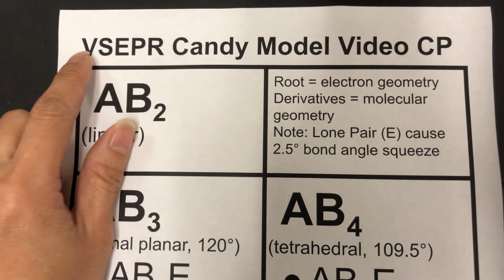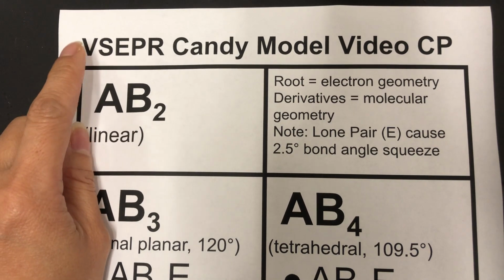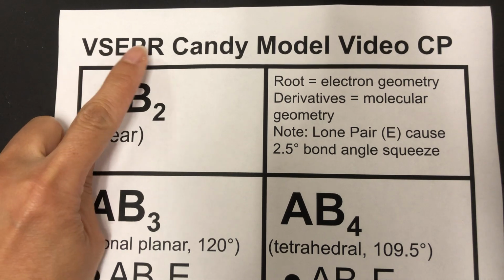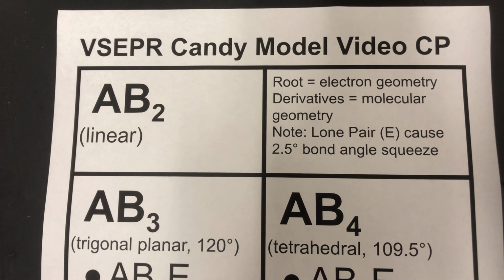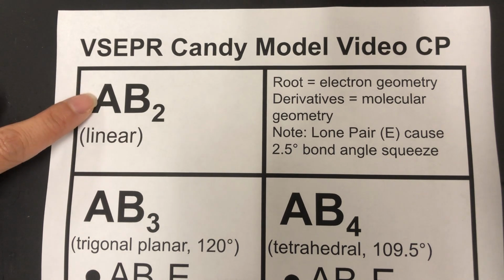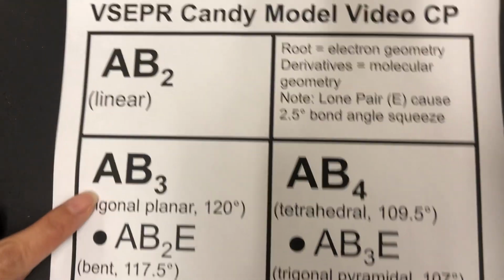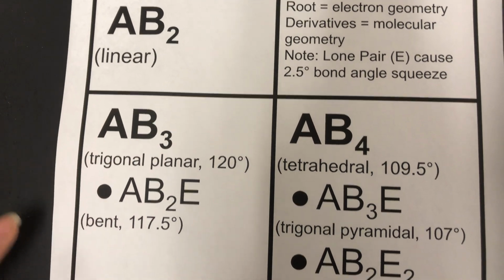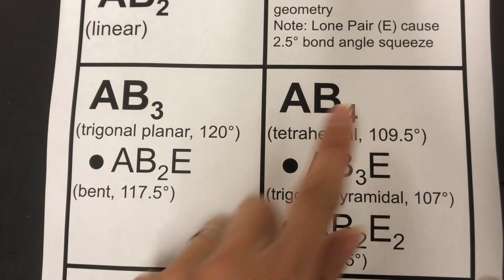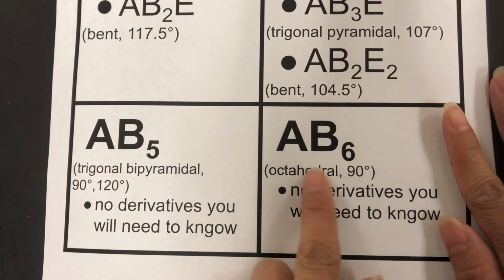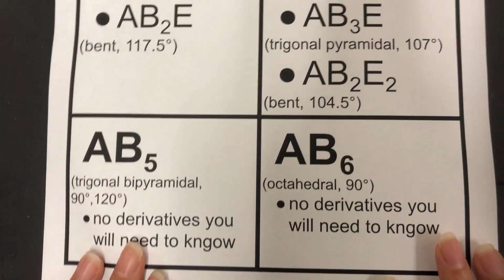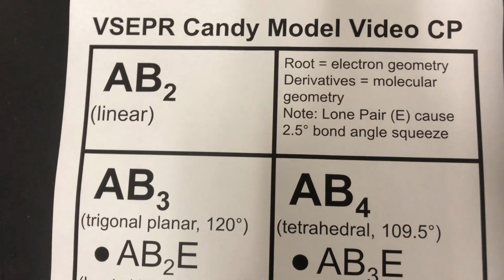Today's video is about the VSEPR theory, which stands for valence shell electron pair repulsion. This occurs in covalent compounds. As they bond and share electrons with one another, they take on these different geometric shapes: AB2, AB3, AB4, AB5, and then AB6. Along with those geometric shapes are the derivatives.